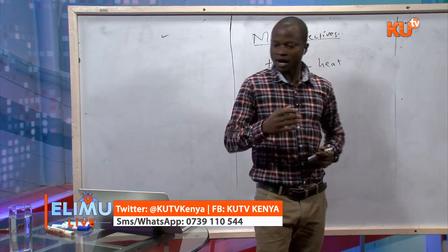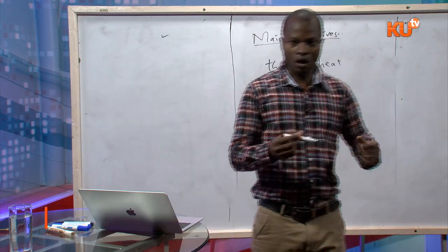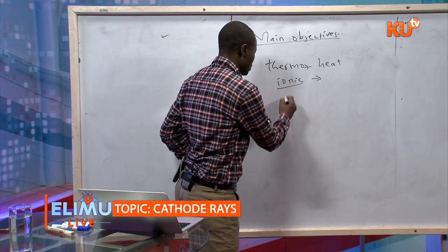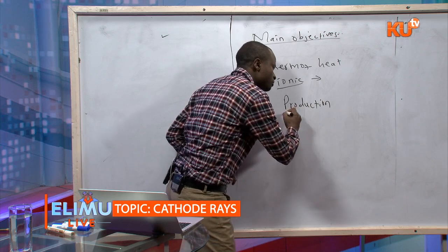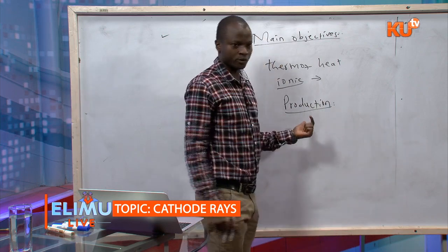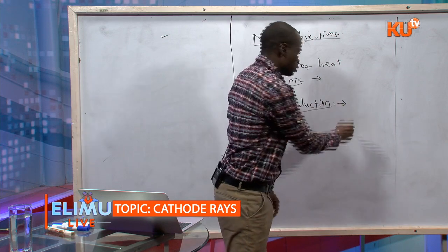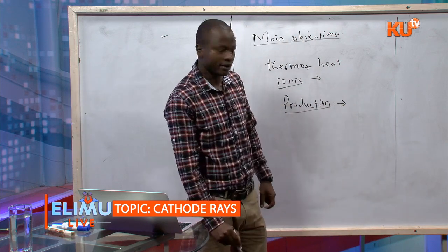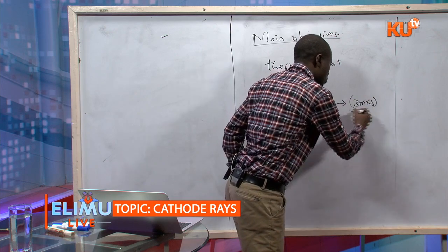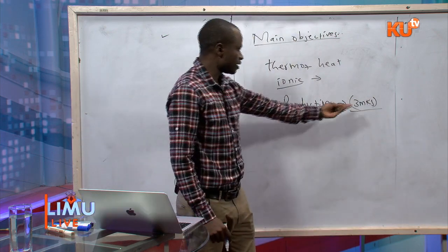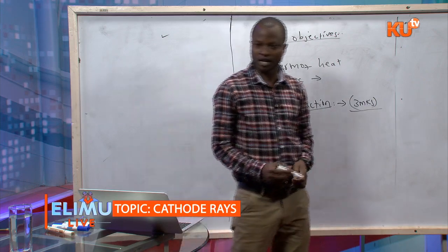Okay, how are cathode rays produced? That is our next question. How are cathode rays produced? So we look at production of cathode rays. If in a paper 2, section 1, this will be about 3 marks. You are expected to explain, and you'll be awarded 3 marks. Production of cathode rays.